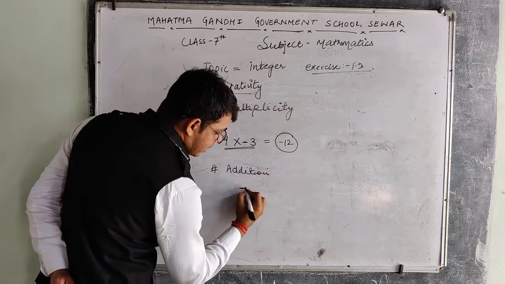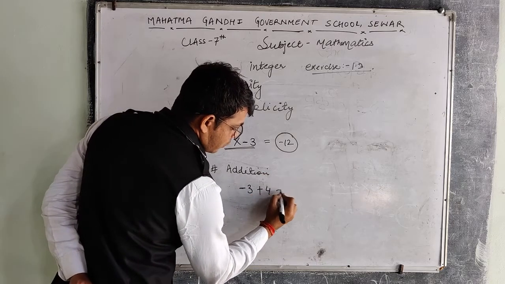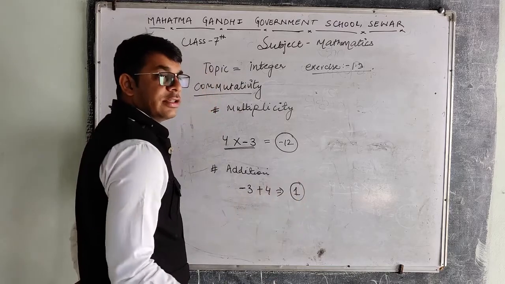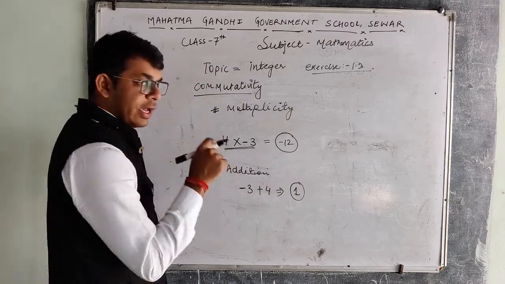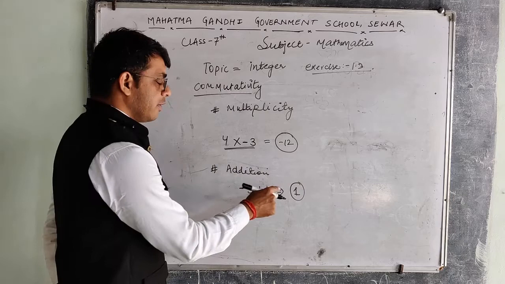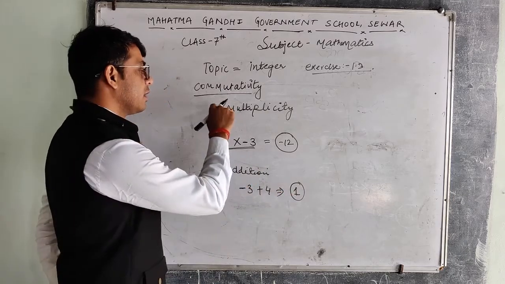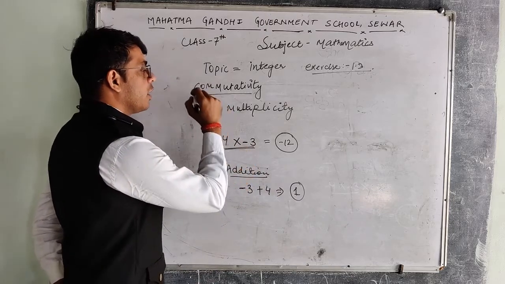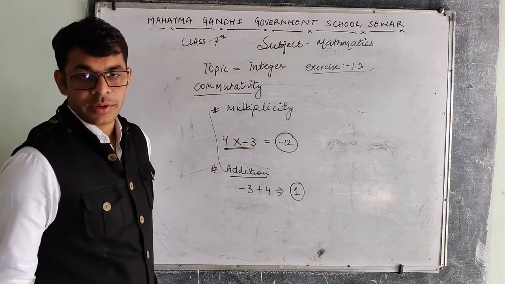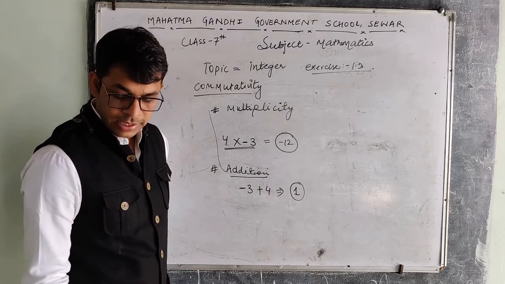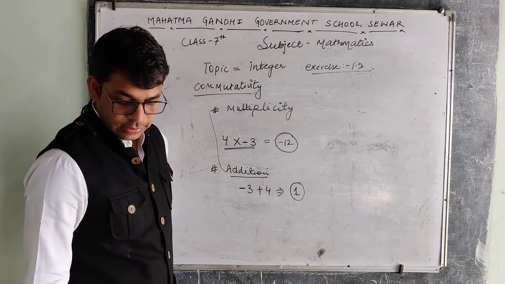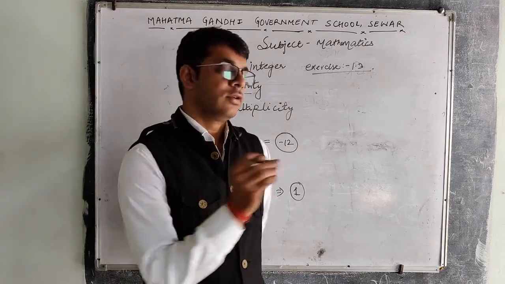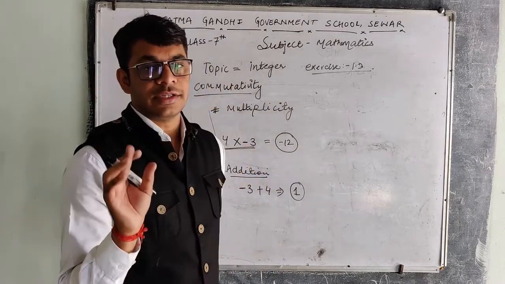If we go further, if we add minus 3 plus 4, what will be the result? 1. 1 is also an integer. It means that when we add two integers, the result will be an integer. It means that the addition of two integers also follows the commutativity property of addition.